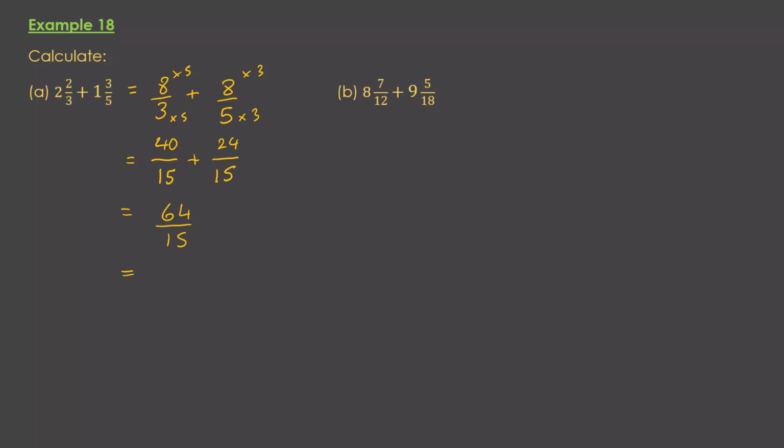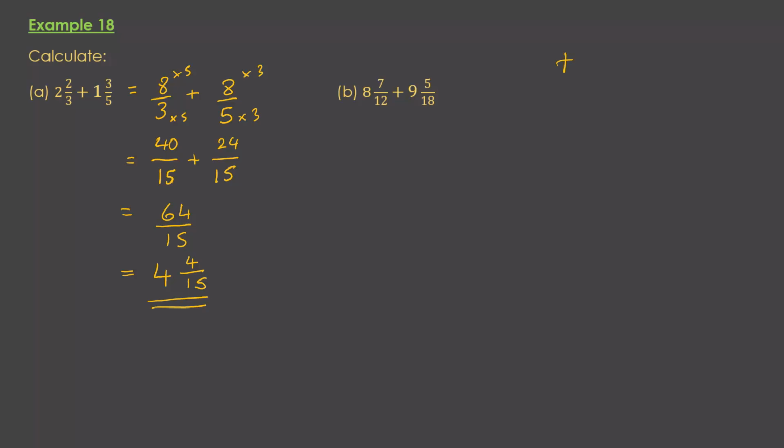Now 15 goes into 64 4 times. 4 times 15 is 60. So it goes in 4 whole times with a remainder of 4. So the answer is 4 and 4/15. Now what I'm going to do is I'm going to do the same example again using the second method.